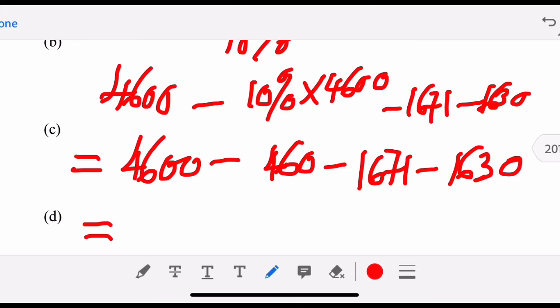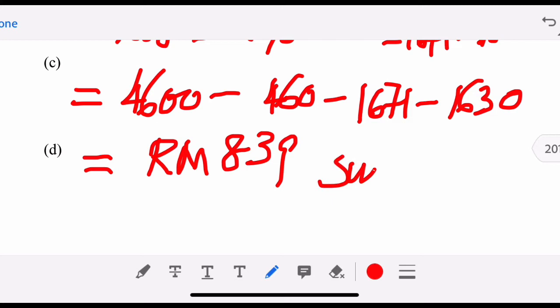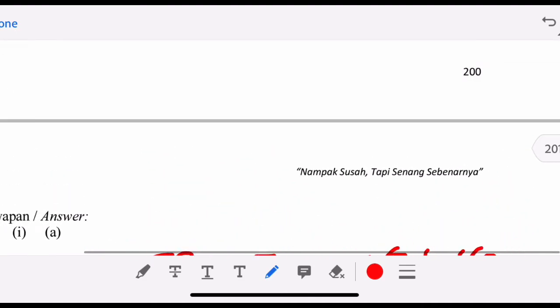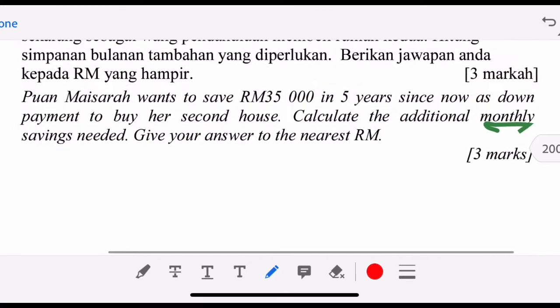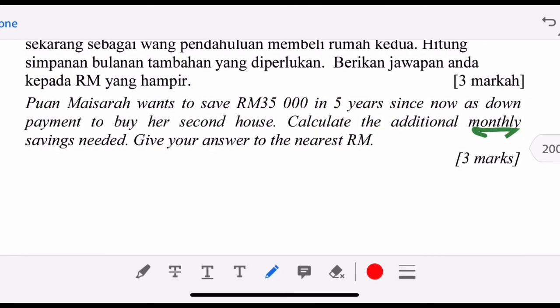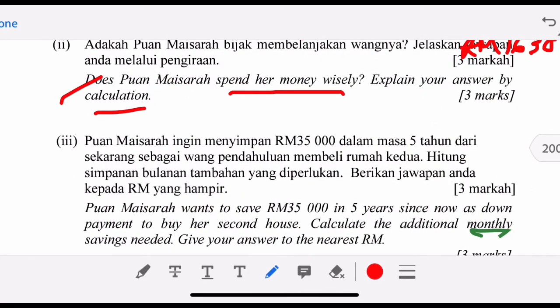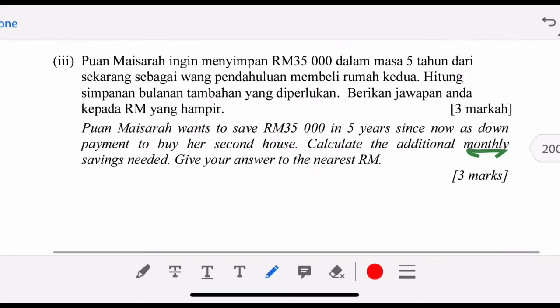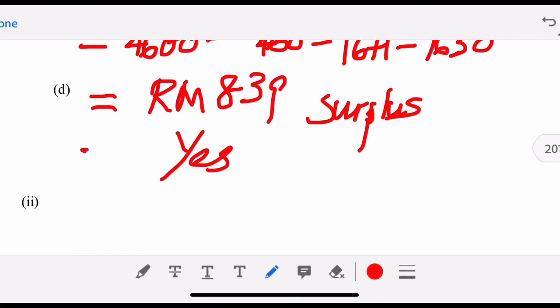Okay, luckily Puan Maisara still got the balance of 439. So in this case, there is a surplus. Okay, so we will say yes, Puan Maisara actually did a very good financial planning. All right. Okay, so we can write the answer. Puan Maisara spend her money wisely because there is a surplus of the ringgit Malaysia 839, right in the sentence.